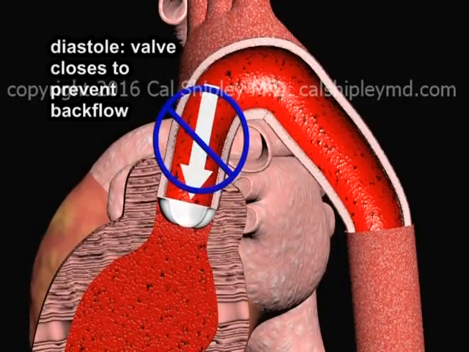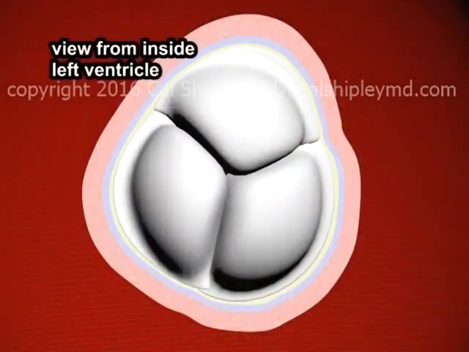During the phase of the cardiac cycle known as diastole, the left ventricle relaxes and refills with blood coming from the left atrium. The aortic valve closes during diastole to prevent backflow of blood from the aorta into the left ventricle. Here's a closer look at the aortic valve, viewing it from inside the left ventricle.